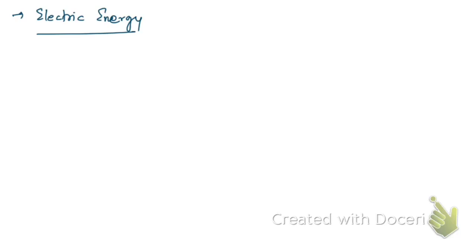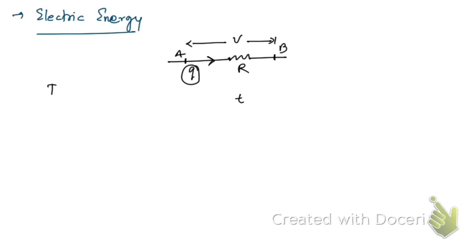Now you see, what do we mean by electric energy? Suppose we have a circuit element, a resistor of resistance R, and the potential difference across it is V. In time t, Q amount of charge flows through this element from A to B. Then the current through this element is I is equal to Q by t, where Q is equal to I into t.